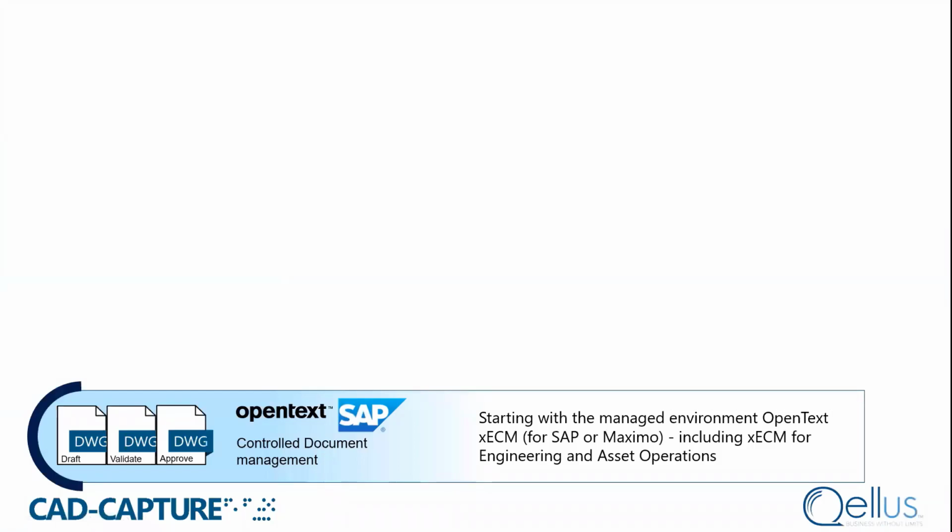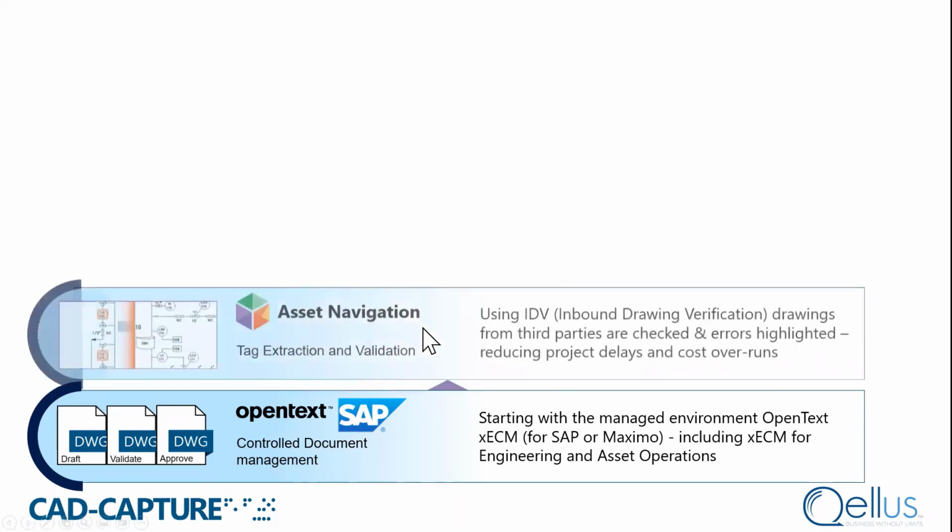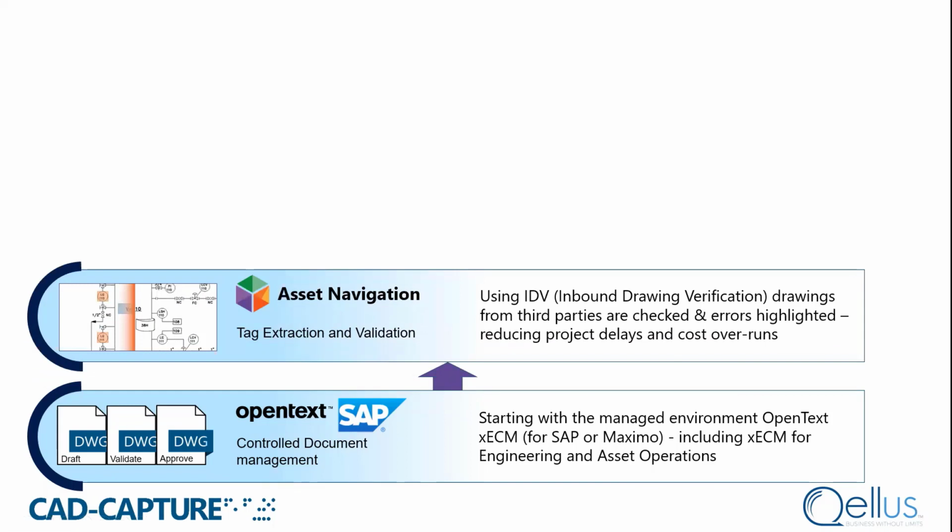So in terms of where the asset navigation solution fits in, you have the base layer of the controlled document management system. Generally it would be OpenText Content Suite, OpenText Documentum, it could be xECM for engineering, it could be asset operations, the D2. All of these systems can be added to, and in conjunction with that, they could be using SAP Plant Maintenance and or Maximo asset management. So on top of that layer, you can then introduce the asset navigation, tag extraction and validation. And this can be useful at the EPC side of things when the handover comes forth, as Michael mentioned.